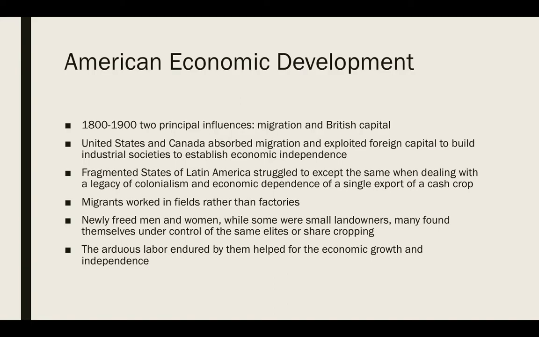So, the main theme and context of my slides is American economic development through the 19th and 20th century. The two principal influences that helped with that development were migration and British capital. The United States and Canada absorbed migration and exploited foreign capital to build industrial societies and to establish economic independence for their new countries. Now, the fragmented states of Latin America weren't as lucky. They really struggled to achieve the same circumstances when dealing with a legacy of colonialism, and they had established economic dependence on a single export of a cash crop like coffee or sugar.